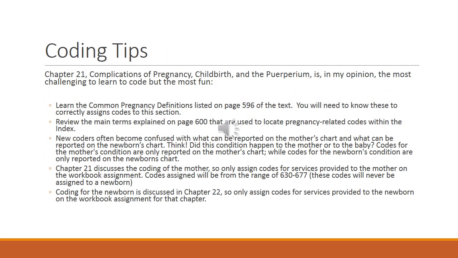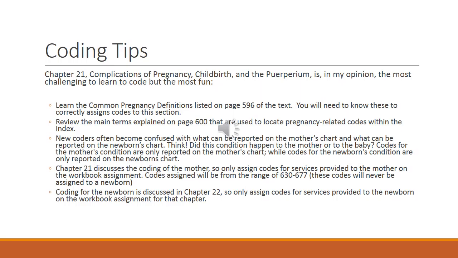Okay, now coding tips for this chapter. Chapter 21, which is complications of pregnancy, childbirth, and the puerperium, is, in my opinion, the most challenging to learn to code, but the most fun. First, you must learn the common pregnancy definitions listed on page 596 of the text. You will need to know these to correctly assign codes to this section.